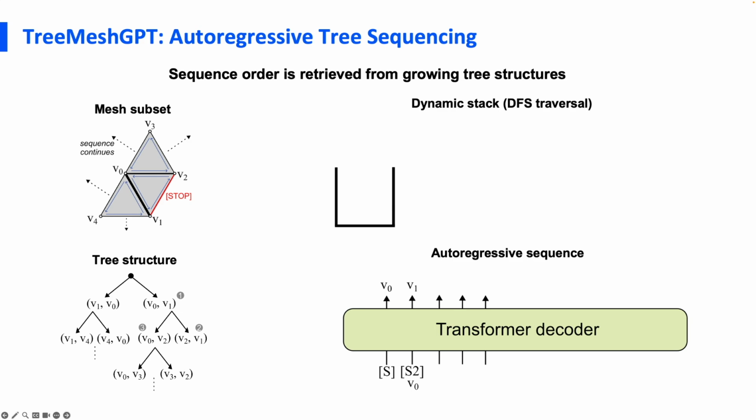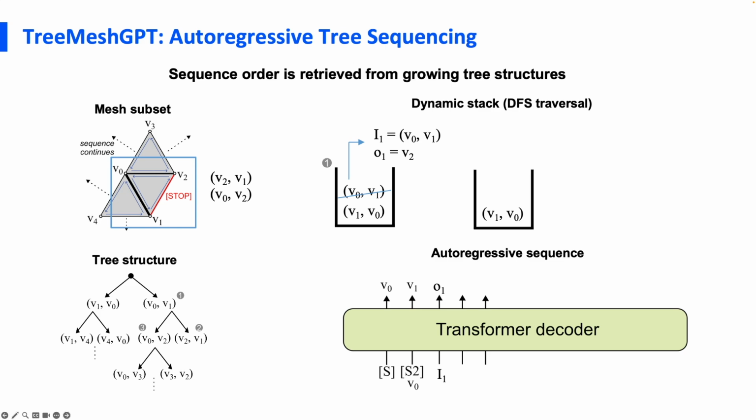The sequence is initialized by 2 auxiliary tokens to generate the starting edge. To form the next sequence, we use a depth-first search tree traversal that is tracked by a dynamic stack initialized by the starting edge V0, V1 and its twin V1, V0. The next input is obtained from the top of the stack, and since the opposite vertex is V2, we set it as the output. Afterward, we connect the opposing vertex to the initial edge to generate 2 new edges, where the directions follow the half-edge data structure to enforce normal consistency. These new edges are then added to the top of the stack.